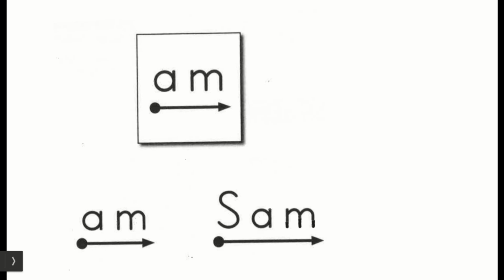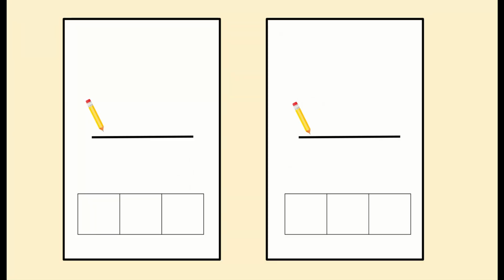Now we're going to practice spelling some of those words. The first word, am. Write the letters that represent the sounds you hear in the word am. If you're having difficulty, use the sound boxes to help you. And now let's write the word Sam. Write the letters that represent the sounds you hear in the word Sam. If you're having difficulty, use the sound boxes to help you.